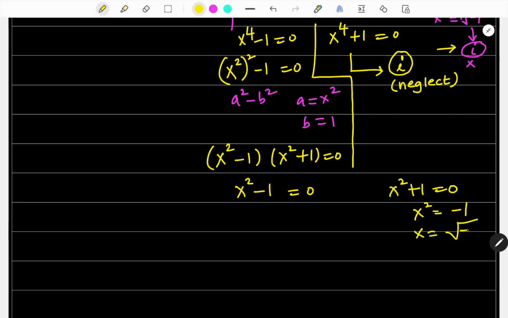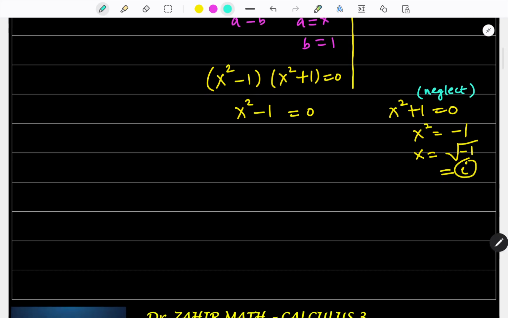If you take x, you will get j other minus 1, which yields a complex number. So please ignore this equation. Finally, we'll end up with x square minus 1, which becomes x minus 1, x plus 1 equal to 0. So x is equal to 1 and x is equal to minus 1.